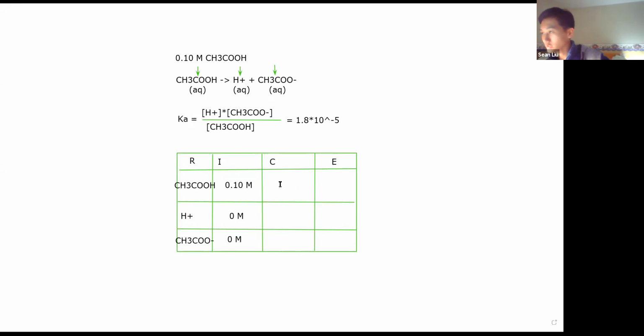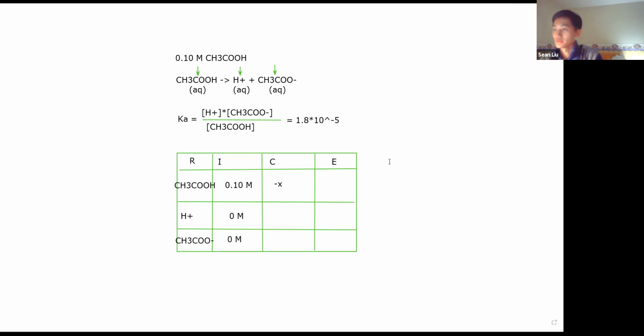All right, for the change part, it's always going to be the same thing. In this case, we have a lot of acetic acid, right? So I think it should be pretty obvious that what goes on in this reaction is that it separates. So we're going to lose acetic acid. What I'm going to put here is minus X. Basically, I'm going to lose some amount of acetic acid. Some amount of acetic acid is going to break apart into my products.